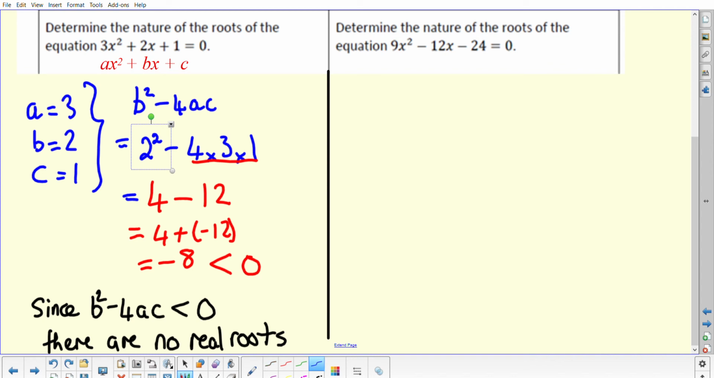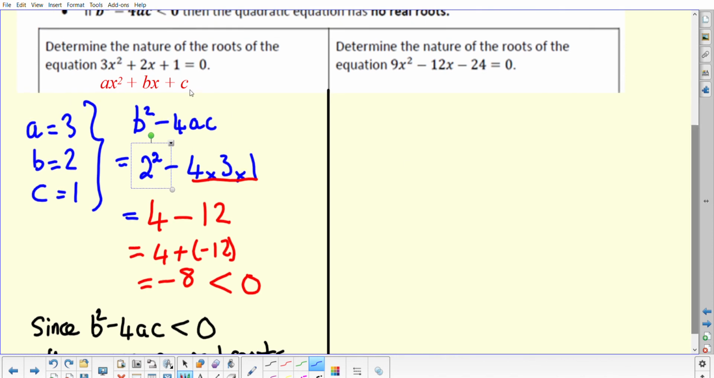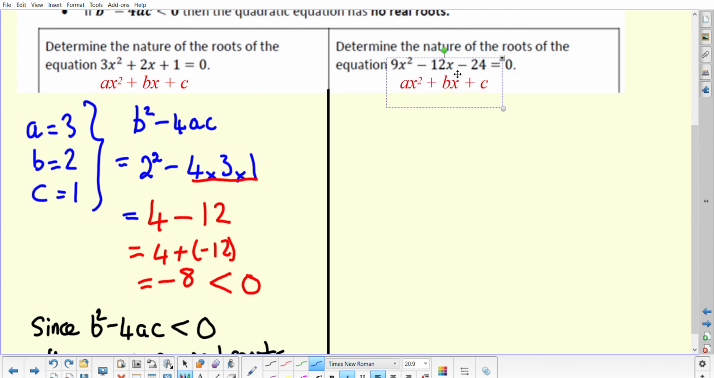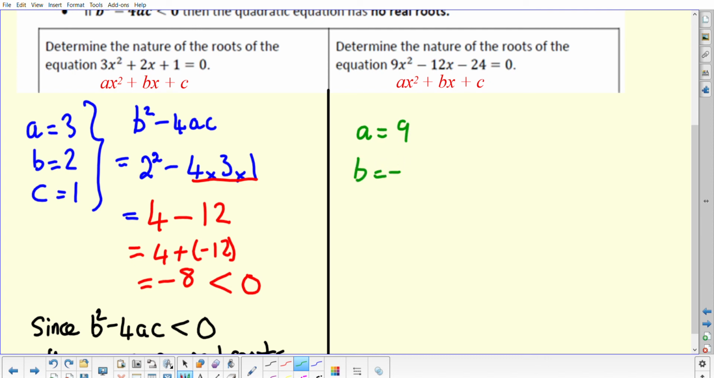So the second example, the same thing again. We compare with ax squared plus bx plus c, so picking out, first of all, your a, b and c values. So your a here would be equal to 9. Your b is equal to minus 12, so watch your signs. And your c is equal to minus 24.